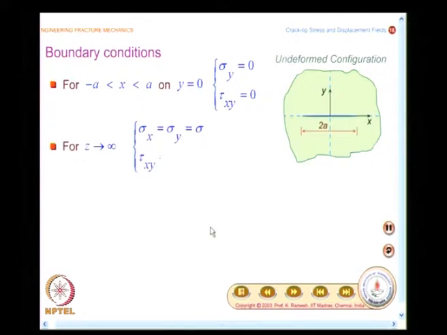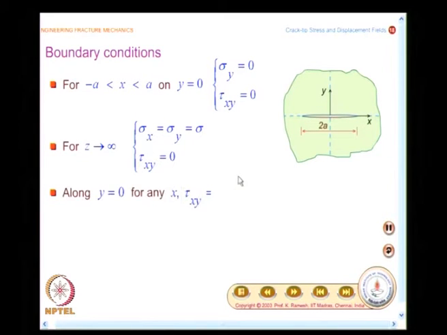These boundary conditions are very simple and straightforward. So, on the crack faces, you need to have sigma y equal to 0 and tau xy equal to 0. At infinity, we have already noted that we are applying a biaxial stress field. So, this should be satisfied. And when Westergaard reported his solution in 1939, he actually considered a family of problems in which along y equal to 0 for any value of x, the in plane shear stress should be equal to 0.